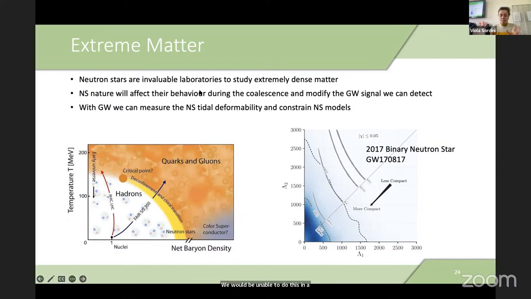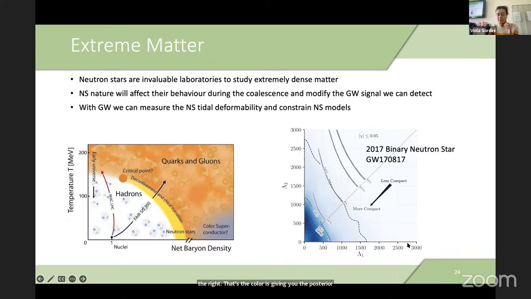And indeed, the neutron star nature will affect its behavior during the coalescence, so in the end it will change the waveform that we would see in our detectors. In particular, with gravitational waves we can measure something called tidal deformability, so how stiff the neutron stars are. This is what we did with GW170817. This is on the plot on the right. The color gives you the posterior, and lambda is this famous tidal deformability.